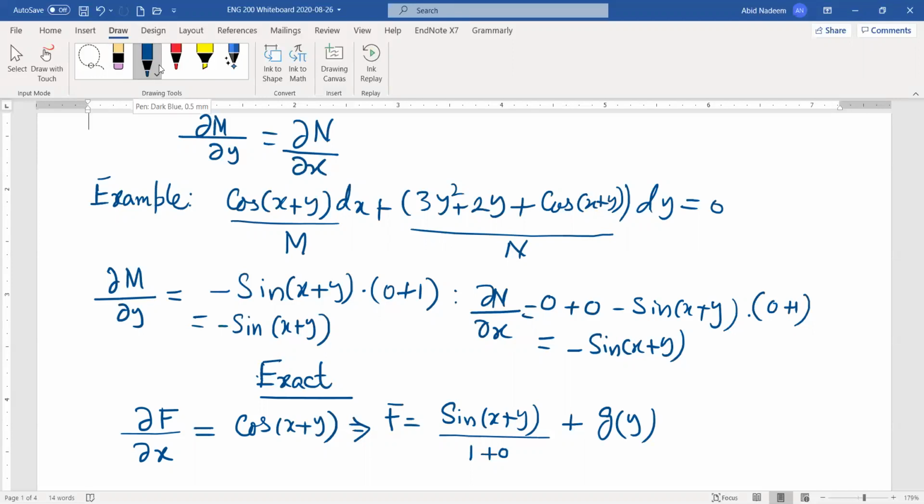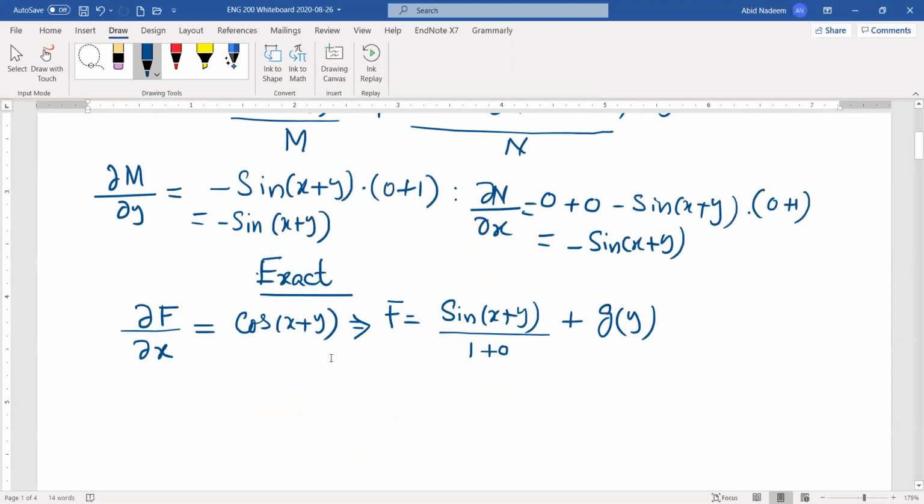We already know the rest of this function, which is the solution, but we don't know what g(y) is. To determine g(y), we take the partial derivative of this F with respect to y, and it becomes cosine of (x plus y) times the derivative of x, which is 0, and the derivative of y, which is 1.